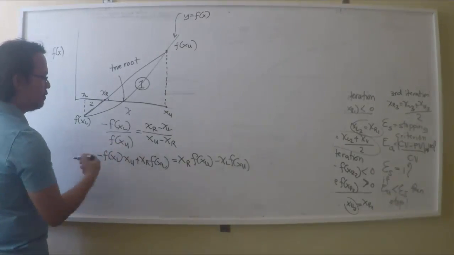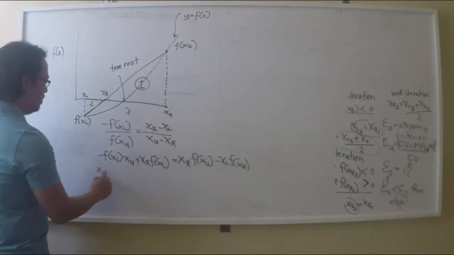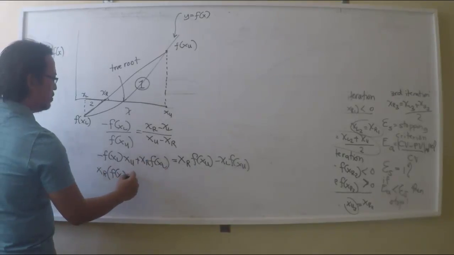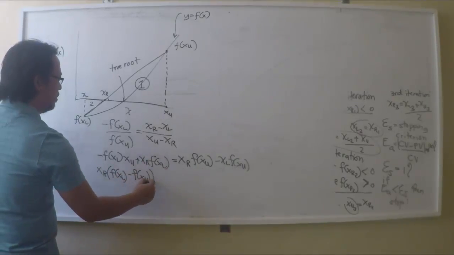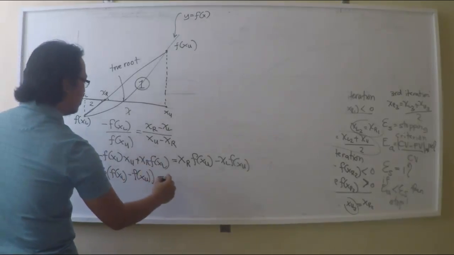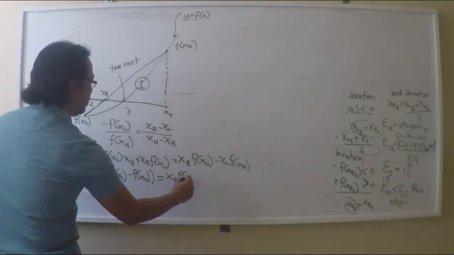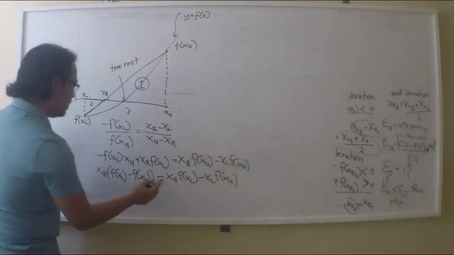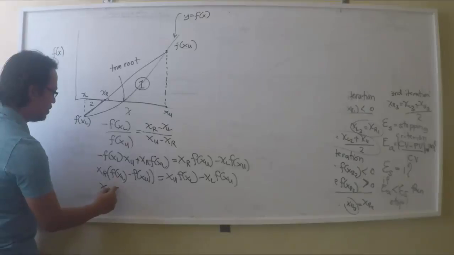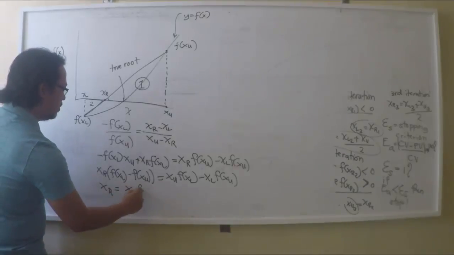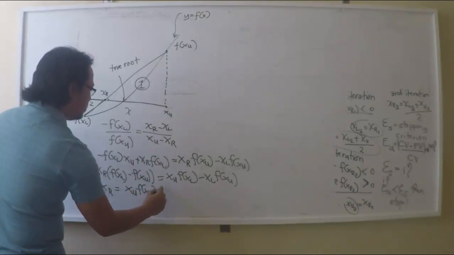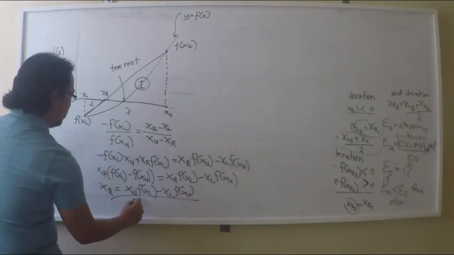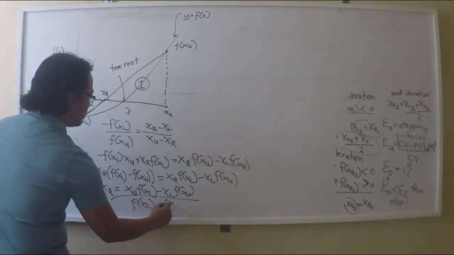Positive, negative, and then solve for xr. So you have here xr is equal to f of xl transpose minus f of xu is equal to this one transpose there, xu f of xl minus xl f of xu. And finally, dividing this one, you have xr is equal to xu f of xl minus xl f of xu over this one, f of xl minus f of xu.